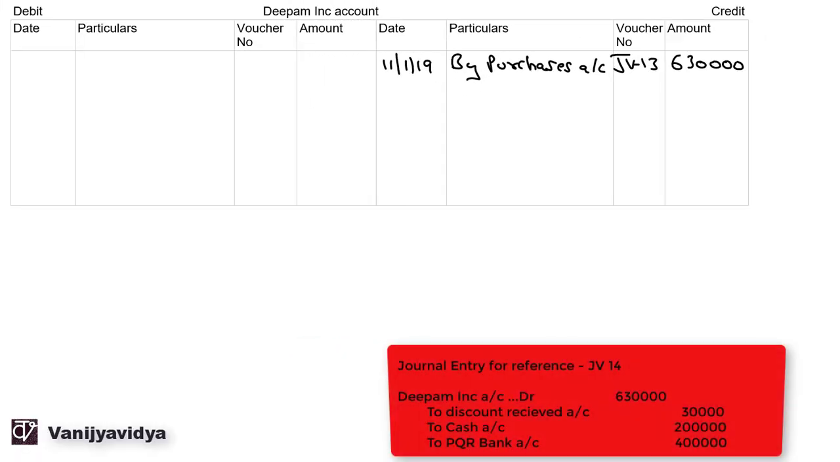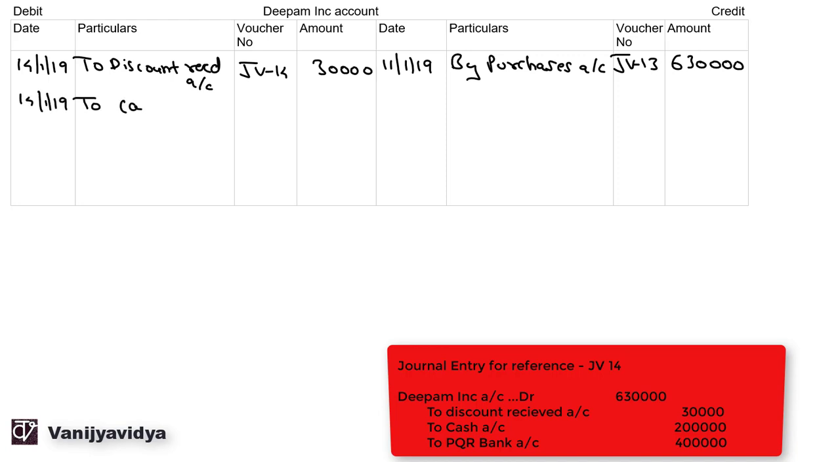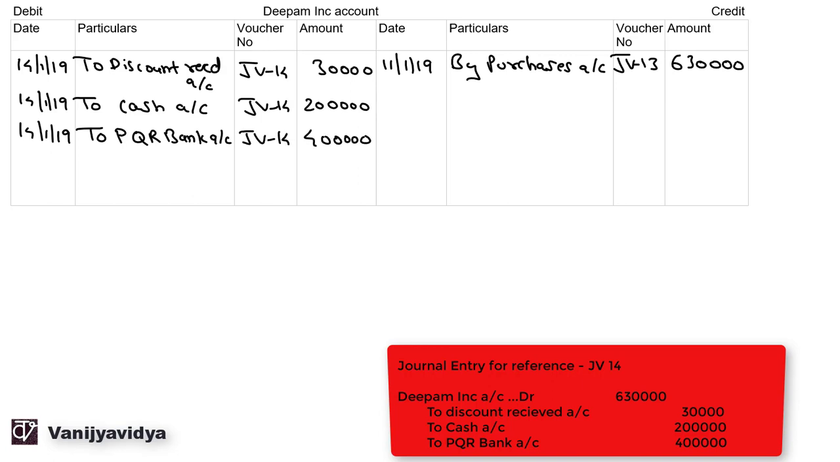On the debit side of Deepam Inc. account, 14 Jan 2019 to discount received account JV14 30,000. 14 Jan 2019 to cash account JV14 2 lakh. 14 Jan 2019 to PQR bank account JV14 4 lakhs.